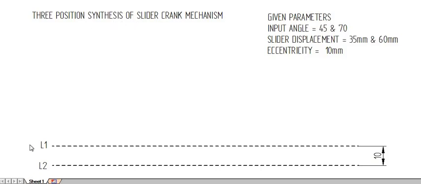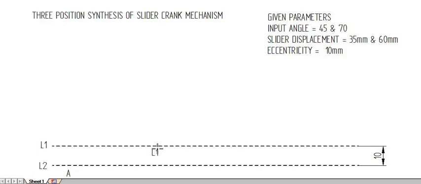So first we draw two parallel lines L1 and L2 which are 10 mm apart, which is the eccentricity. Now select a point A, which will be the crank center, on line L2. So I am selecting a point A on line L2 and a point C1 on line L1, which will be the slider center.